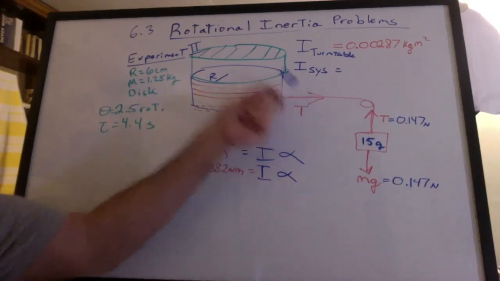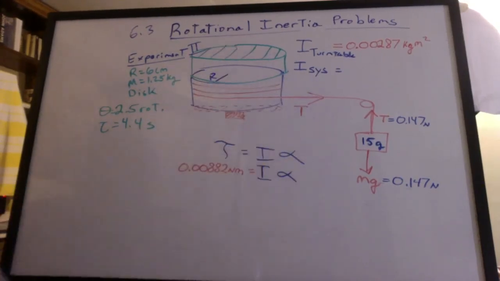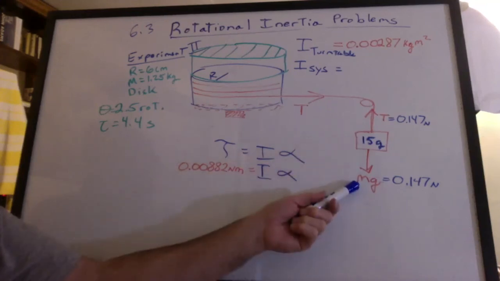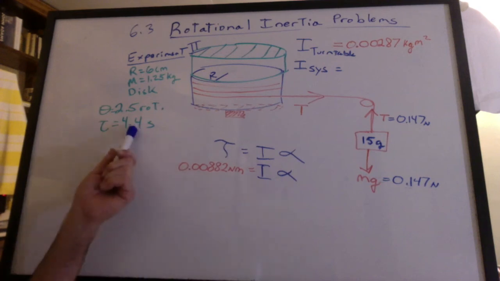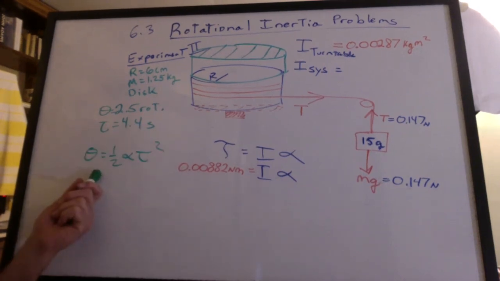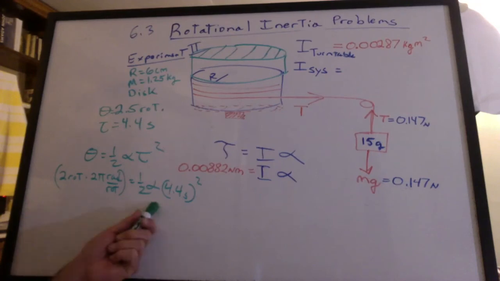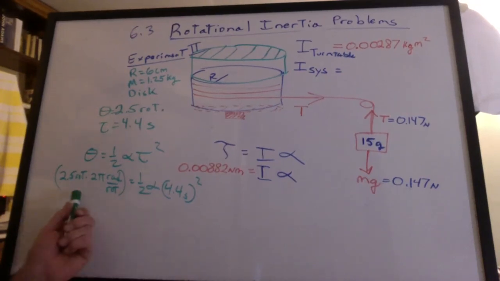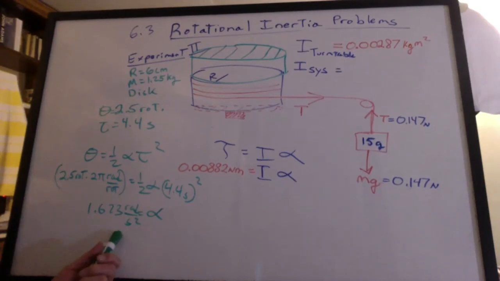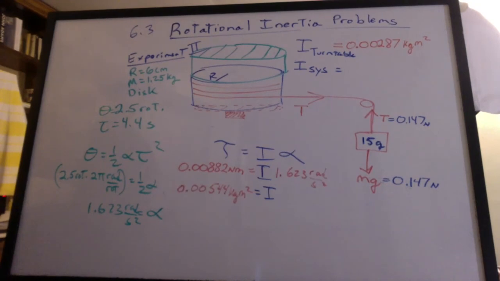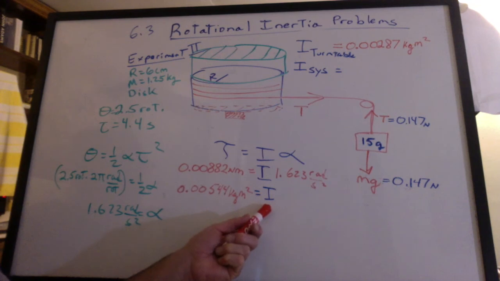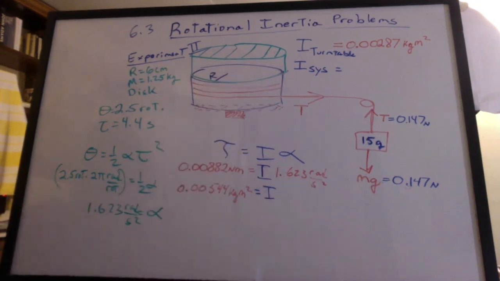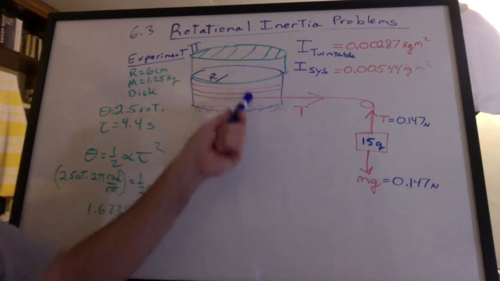Let's find the inertia of the whole system experimentally. It's still the same falling mass. We'll still have the same torque. We'll find the alpha experimentally. Using this formula, we can now solve for alpha. Plugging in the data, we get alpha to be 1.623 radians per second squared. And we get 0.00544 kilogram meters squared for the inertia. That would be of the system. So here we have the inertia of both objects together.